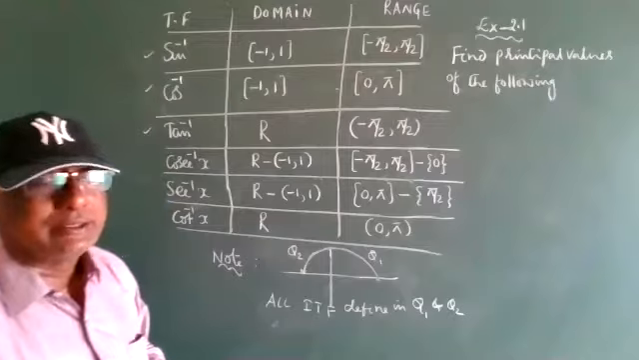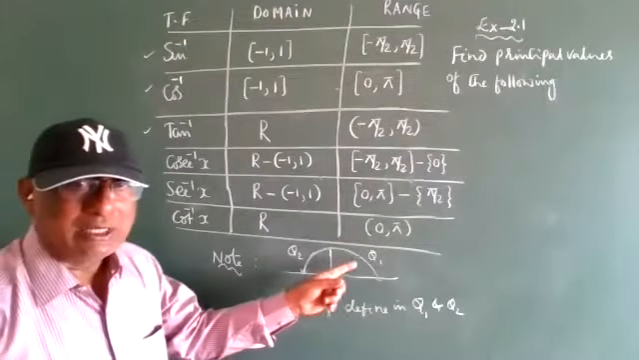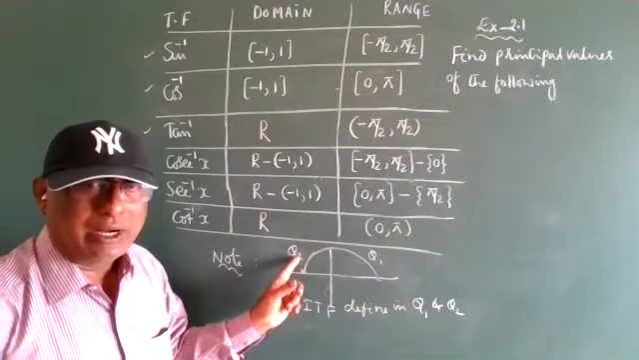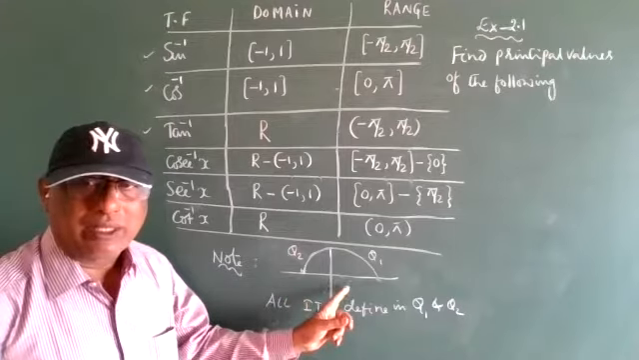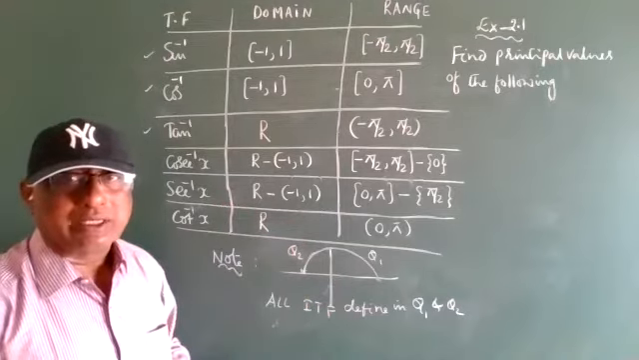Sine inverse is defined only in the first quadrant and second quadrant, not defined in the third quadrant or the fourth quadrant. This point is clear now?